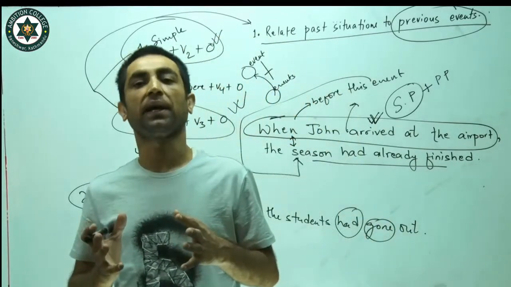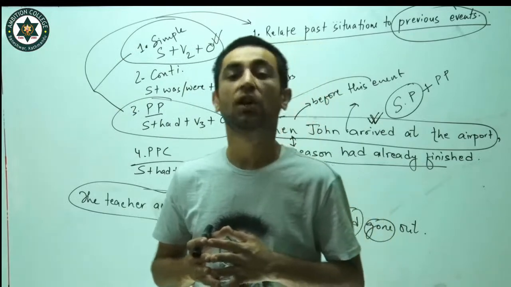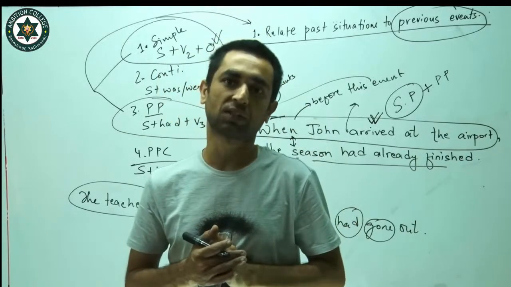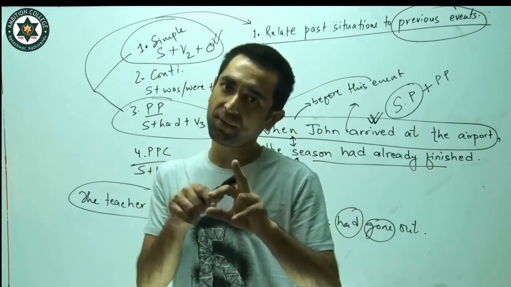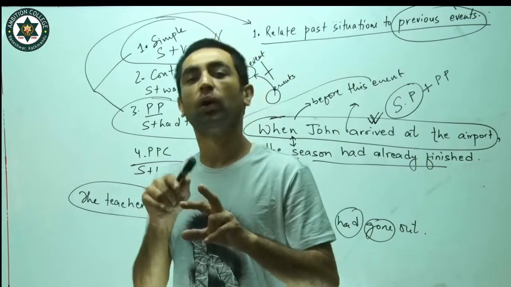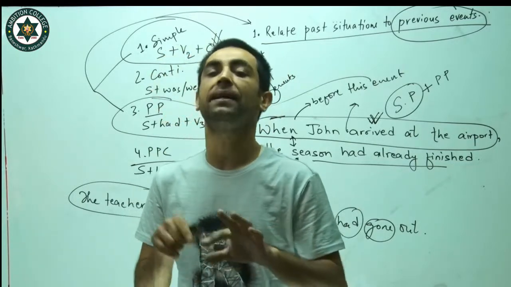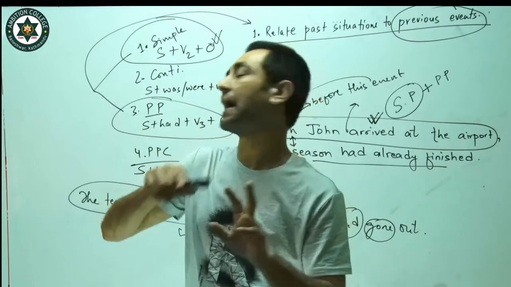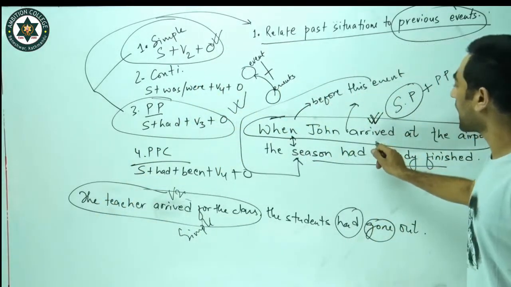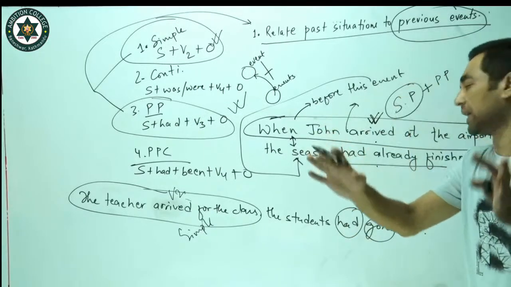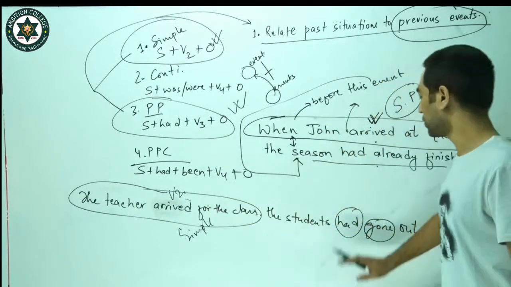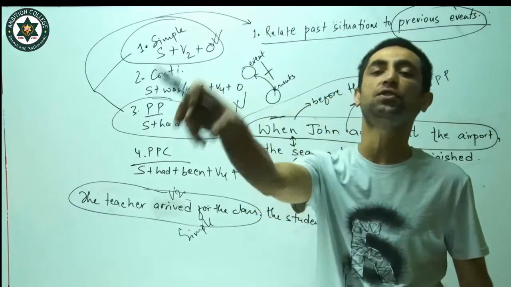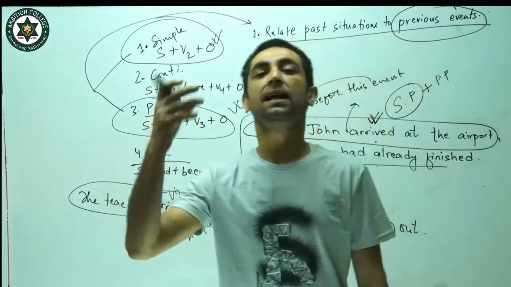Now what is being done here is, we are relating two different events of the past. We are relating one event of the past, and we are relating the event that happened before this event started. See here, before John arrived, the season had already finished. Before the teacher arrived, students had already gone out. Before the helicopter reached for the rescue, the man died.